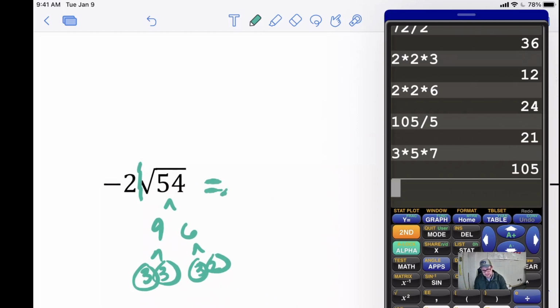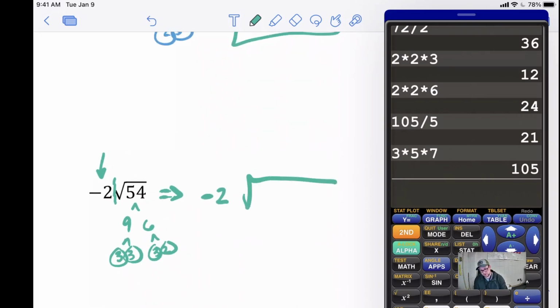So that means we can rewrite this. Now remember, the negative 2 was on the outside, so it's going to stay on the outside. So negative 2. And then the square root of, and this is where our code goes. So our code, the smallest number was 2, and then we had 3 3s. So I'm going to have 3, 3, 3.